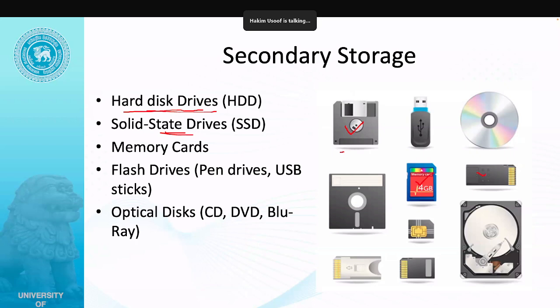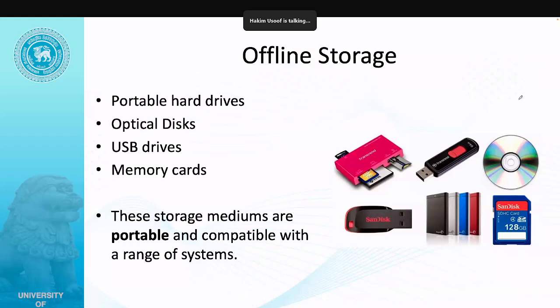Not used anymore. I don't even think you can find them. And these were 5.25-inch, which were even bigger. These are your pen drives, and these are your optical discs because they use laser light to read the content on the drive. So these are your secondary storage. And things that are portable, like your external or portable hard disks, your DVDs, your memory cards, your pen drives, are all offline or portable storage.